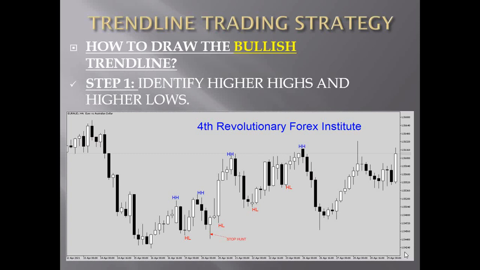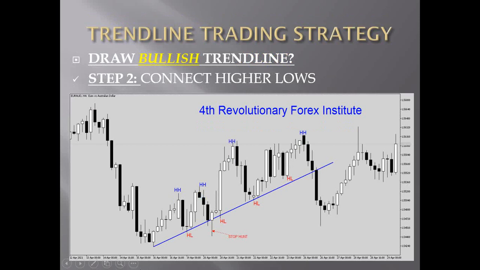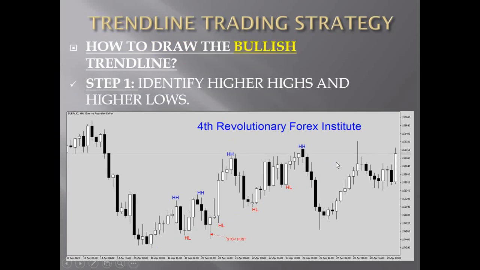The first step that you need to take when you draw a bullish trend line is to identify the higher highs and then the higher lows. In this chart, traders, we are only talking about this uptrend. We have this higher high, higher low, higher high, higher low, higher high, higher low, higher high. Then after that, we need to connect the higher lows, and then we connected these higher lows. So that is how we're supposed to draw a valid bullish trend line.